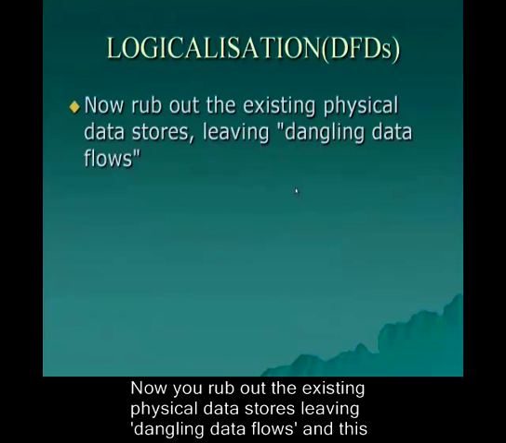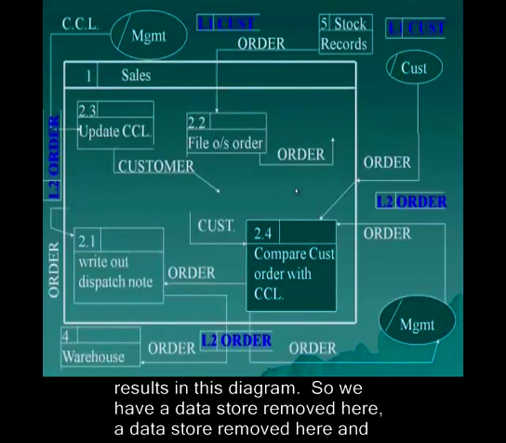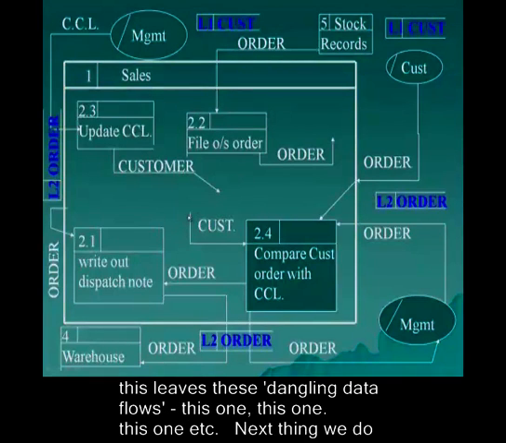Now you rub out the existing physical data stores, leaving dangling data flows, and this results in this diagram. So we have a data store removed here, a data store removed here, and this leaves these dangling data flows, this one, this one, this one, etc.